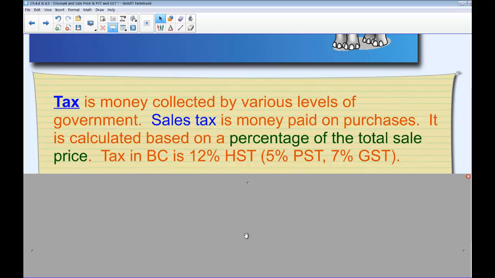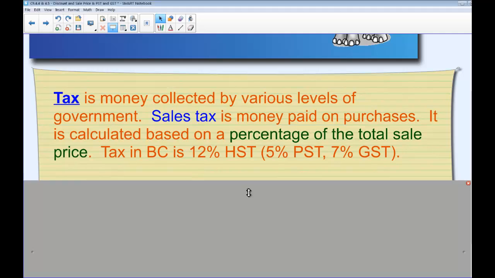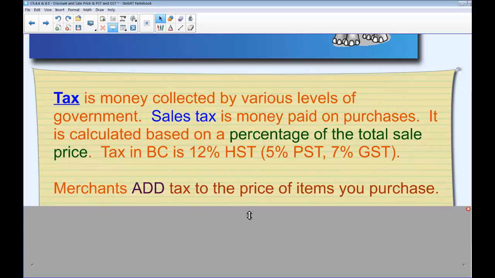Now sales tax is based on a percentage of the total sale price of item or items that you purchase. Now merchants will add the sales tax to the purchase price of the items that you buy. So therefore it will give you a total purchase price inclusive of the tax, and that's basically the total price that you would need to pay for the item or items that you're buying.